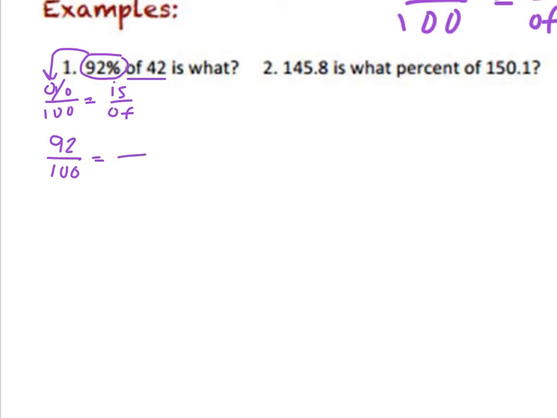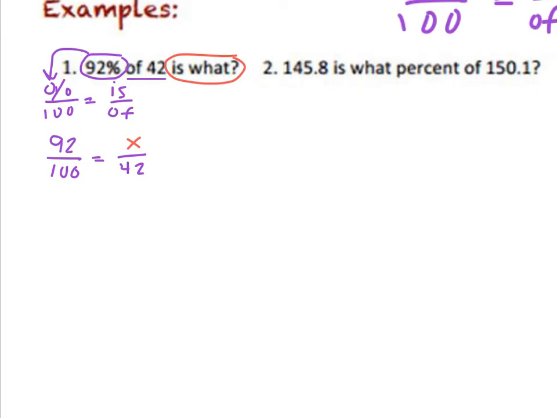So the 42 is going to go in the "of" spot. So that's the denominator. And it says "is what." So "is what"? What am I solving for? I'm solving for the "is." So what am I going to put there? No, I don't want you to write "is." Let's just put something, if we don't know and we're trying to solve for it, let's put an X there. Don't put an "is" there.